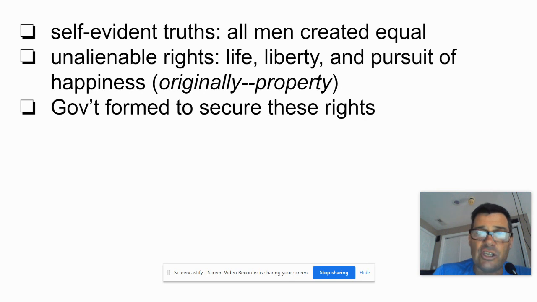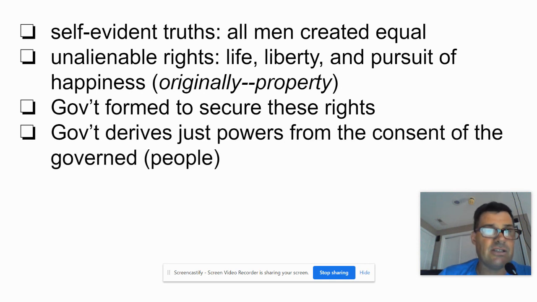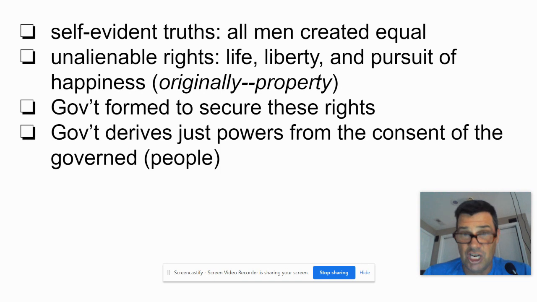And government is formed to secure these rights. So again, notice the logic. There are these self-evident truths. We have these unalienable rights, and then government is formed to secure these rights. Again, government formed to secure these rights. And this government that's formed, right, it gets its powers, its just powers, its powers that it rightly has, from the consent of the governed. So the people are giving powers to a government to secure natural rights, unalienable rights, because these rights are based on self-evident truths that we're all equal, so therefore we have rights.